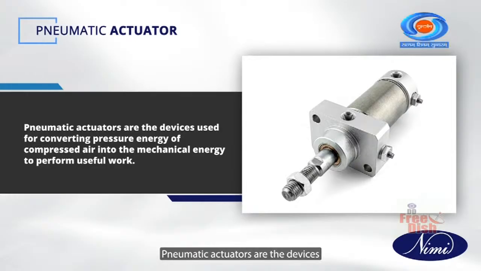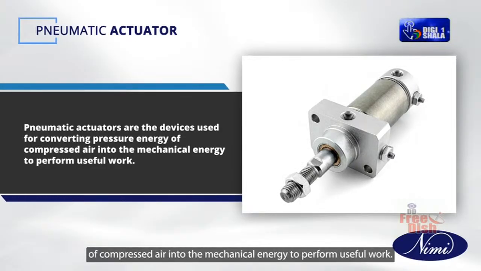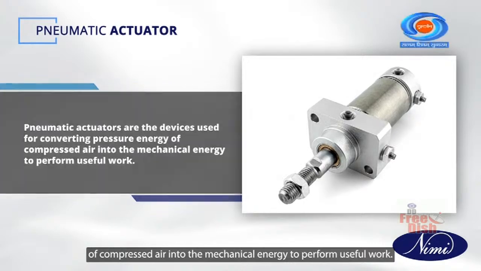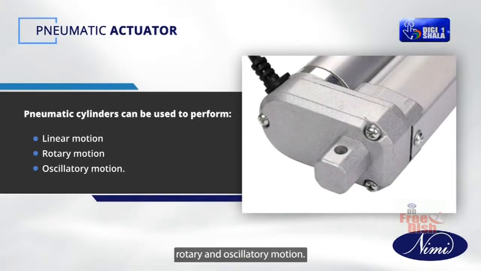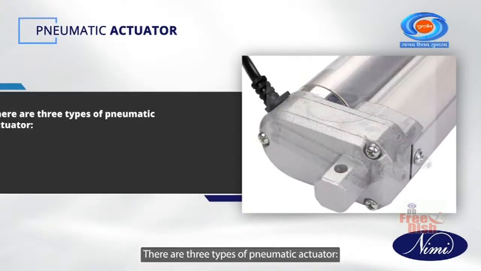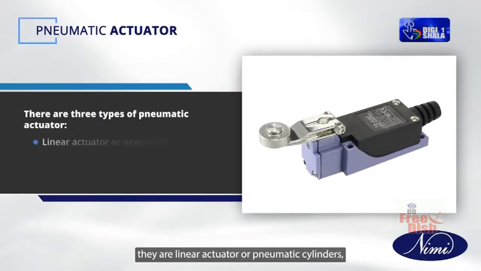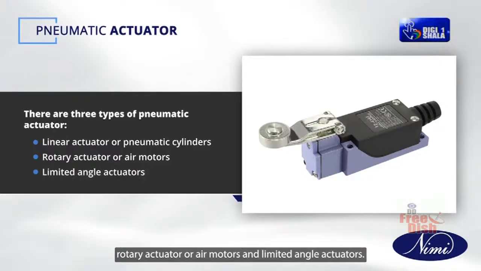Pneumatic actuators are the devices used for converting pressure energy of compressed air into mechanical energy to perform useful work. Pneumatic cylinders can be used to make linear, rotary, and oscillatory motion. There are three types of pneumatic actuator. They are linear actuators or pneumatic cylinders, rotary actuators or air motors, and limited angle actuators.